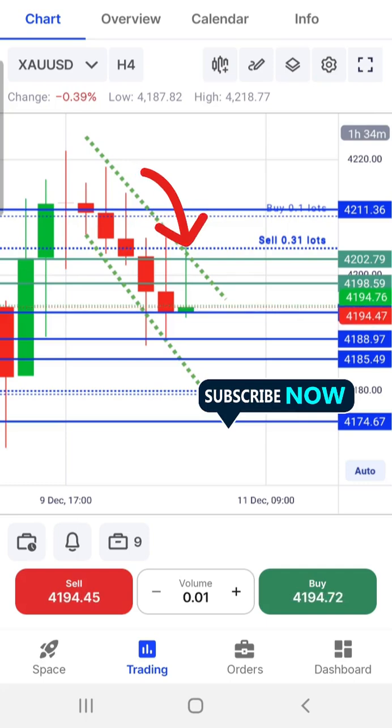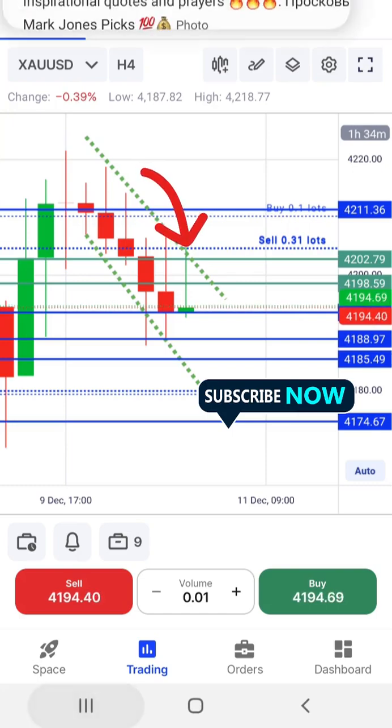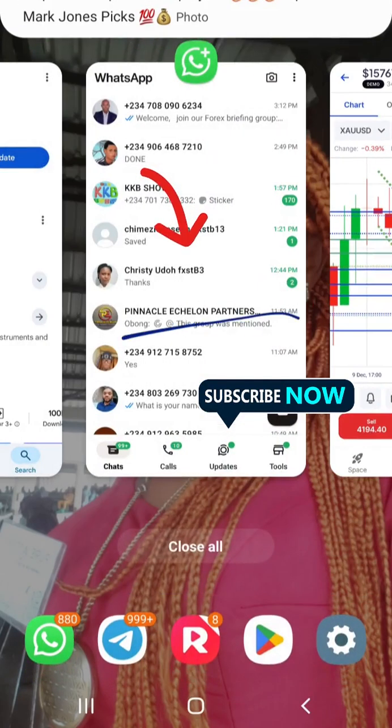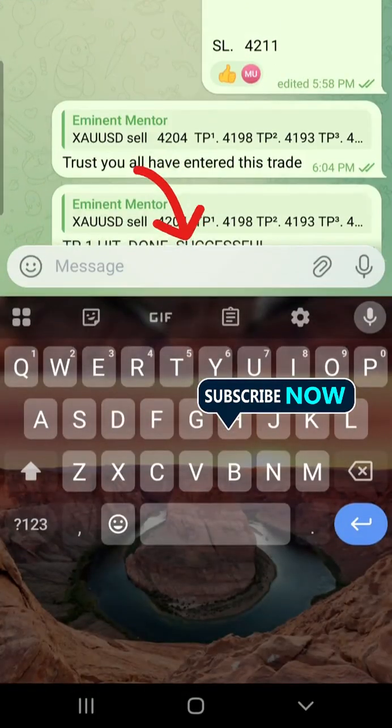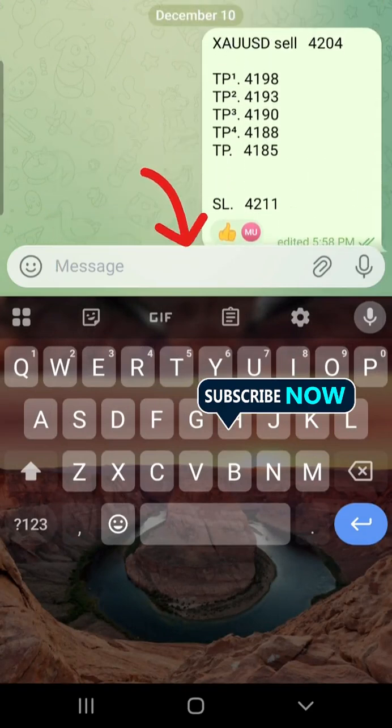Let's go to my Telegram community. You have the opportunity to see. So let's go over there. Yes, there's my signal community. Look at the trade here. We have take profit one.